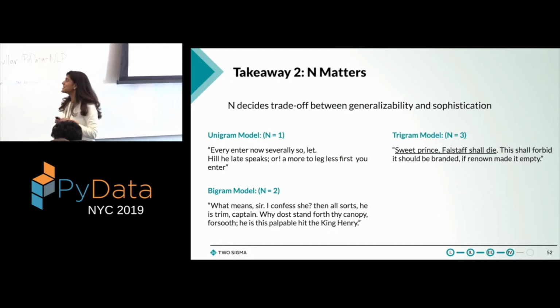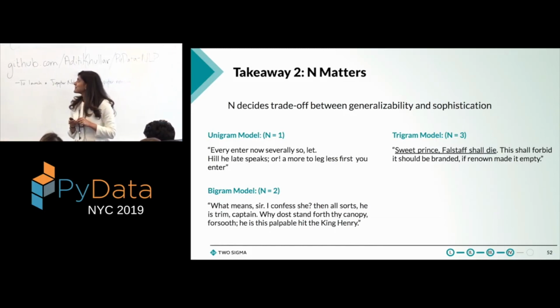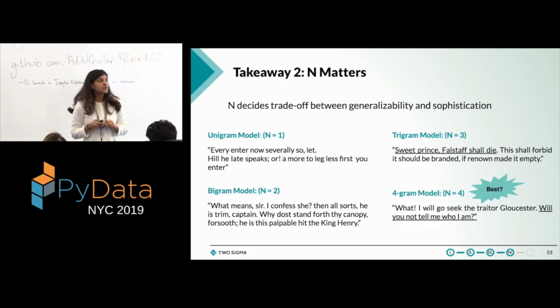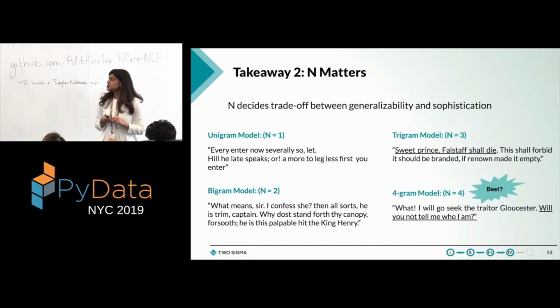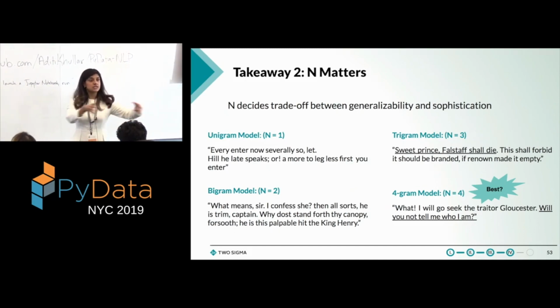Shakespeare, absolutely. Oh, sweet prince, Falstaff shall die. Awesome. And then if you train a 4-gram model here, do you think that this is the best? Is that the one that we want to go ahead with and use in our following pipeline? Maybe not, because now what's happening is it's probably picking sentences as they are from the corpus and throwing them back at us.